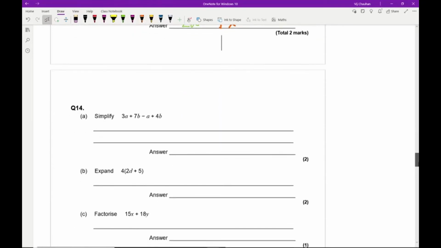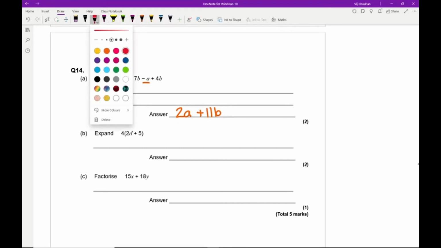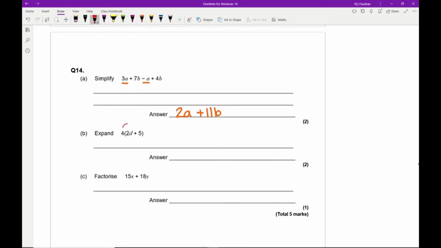For question 14, again, going through collecting like terms, I've got 3A take away 1A, which is 2A, and then I've got 7B plus 4B, which is 11B. For expanding, again, let me just change the pen and definitely change the thickness. So here I've got 4 times 2D, which is 8D, plus 4 times 5, which is 20, and there is the final answer. And again, you get 1 mark for each correct term that you do correctly, including the sign.